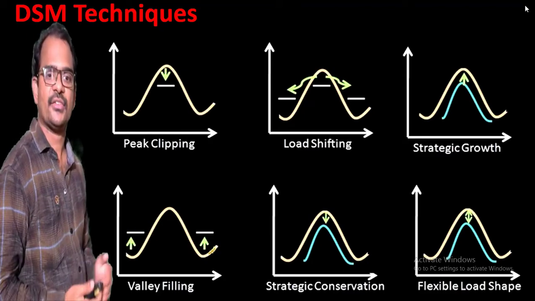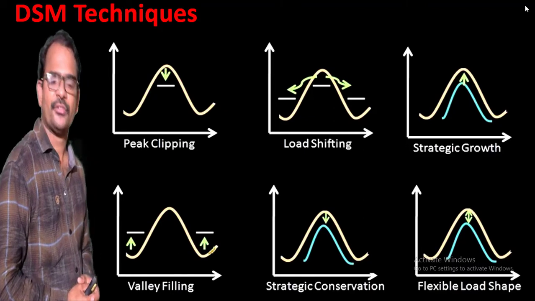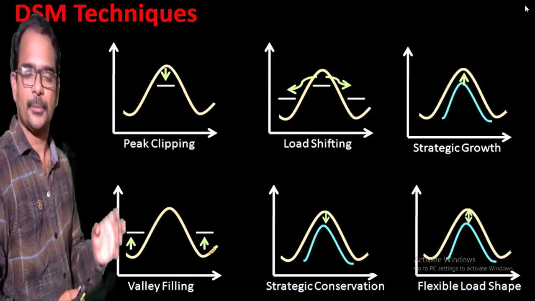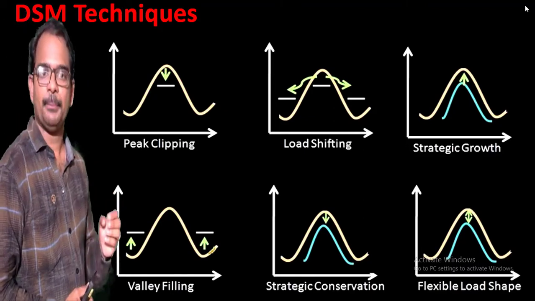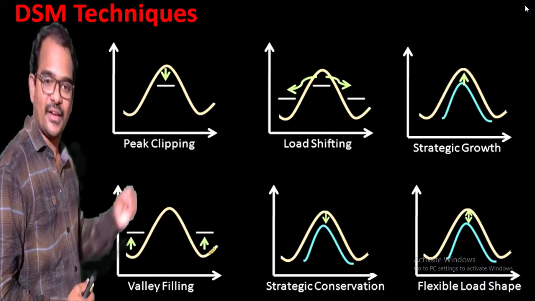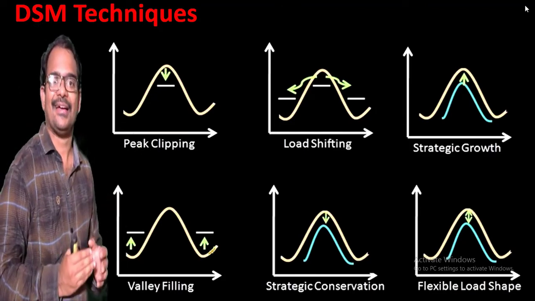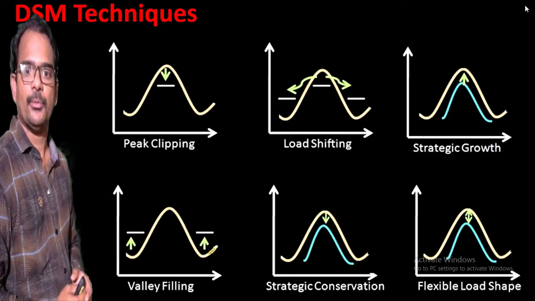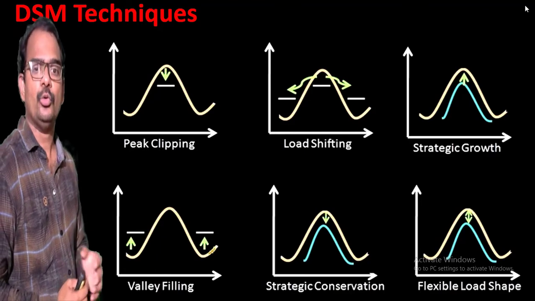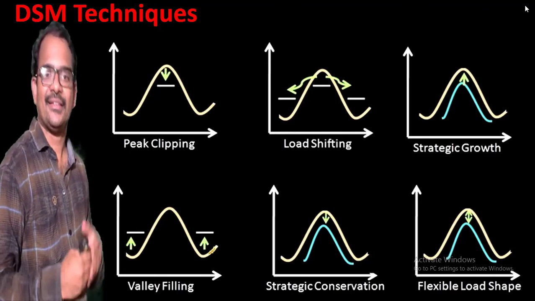There are 6 demand side management techniques which are used by the governments to reduce the peak demand for that particular period. They are peak clipping, load shifting, strategic growth, valley filling, strategic conservation, and flexible load shape. By implementing these 6 actions, the governments are able to reduce the peak demand to the required level. How? And what are these techniques? Let's see one by one.